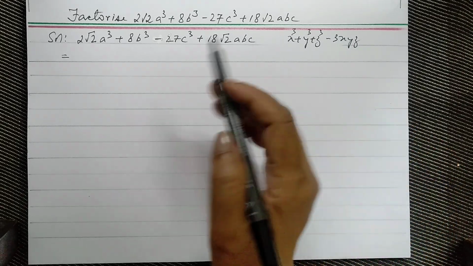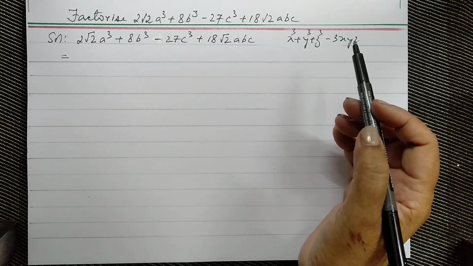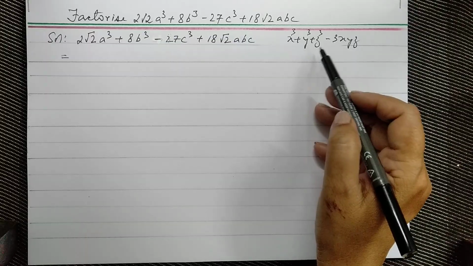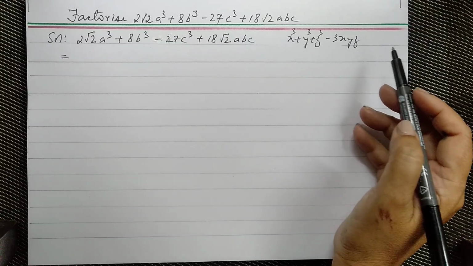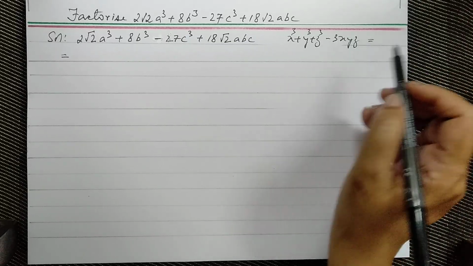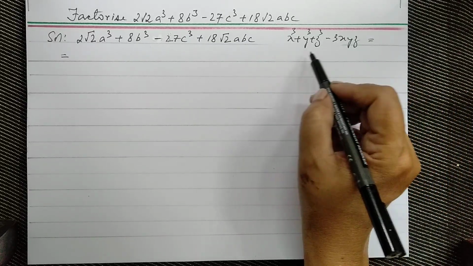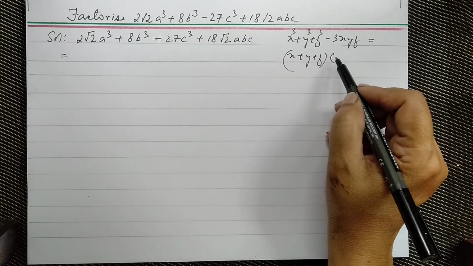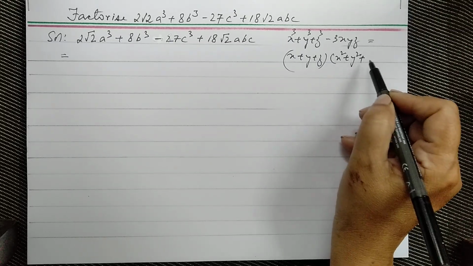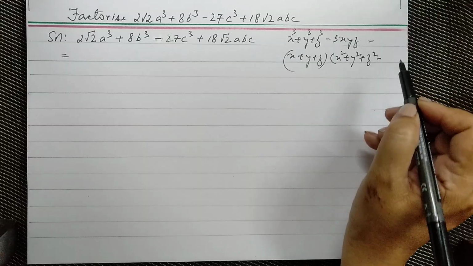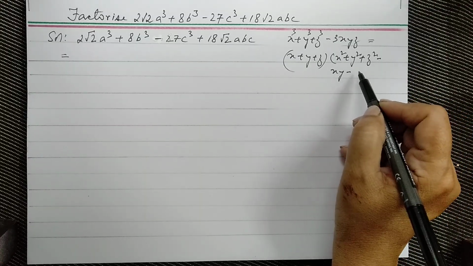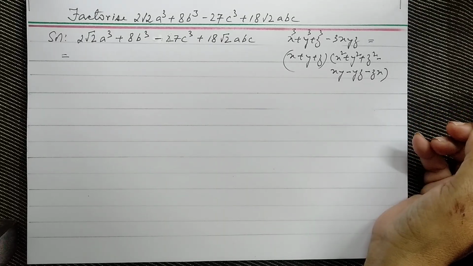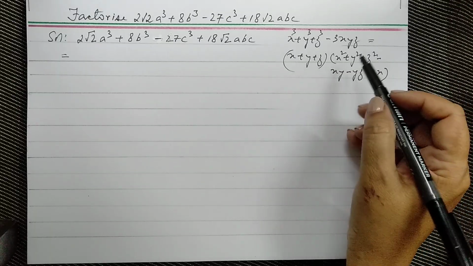Hi guys. So here we are with another interesting factorization question which is based on this identity: x cube plus y cube plus z cube minus 3xyz, which is equal to x plus y plus z multiplied by x square plus y square plus z square minus xy minus yz and minus zx.